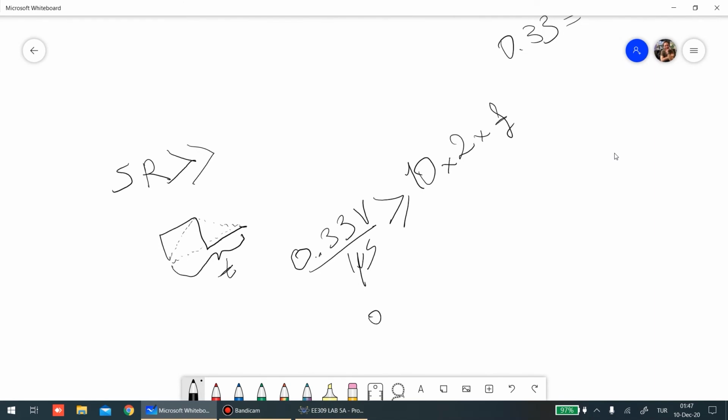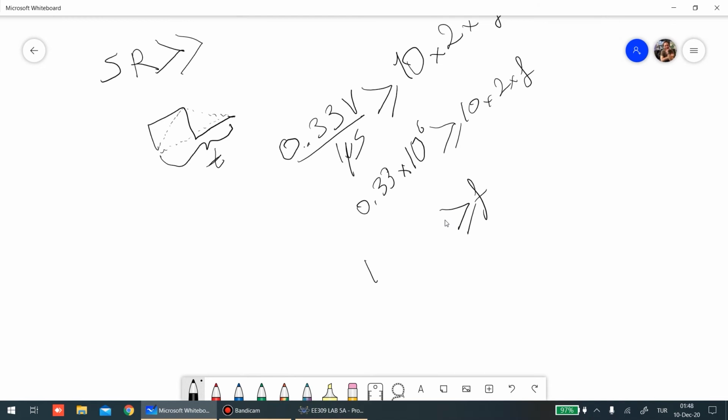So 0.33 times 10 to the 6. I converted it to seconds. Should be bigger than 10 times 2 times f. F should be smaller than 16,500.